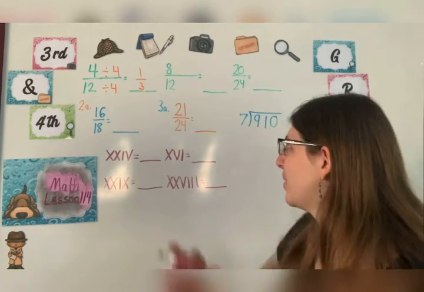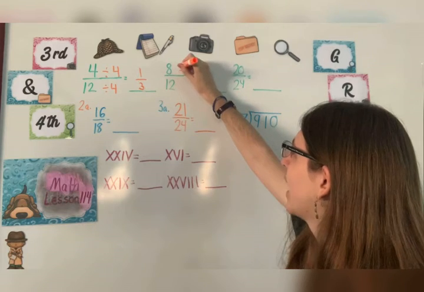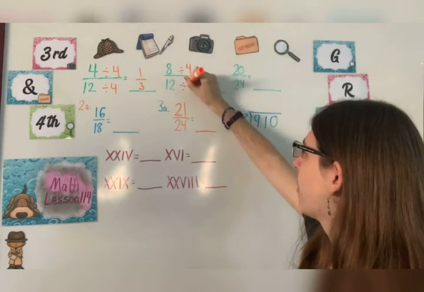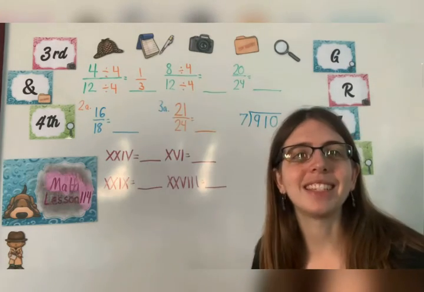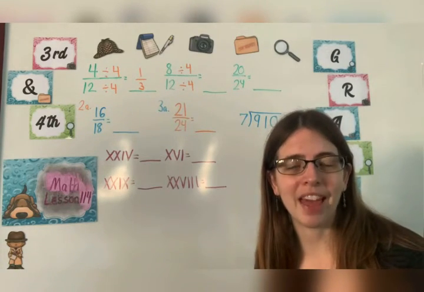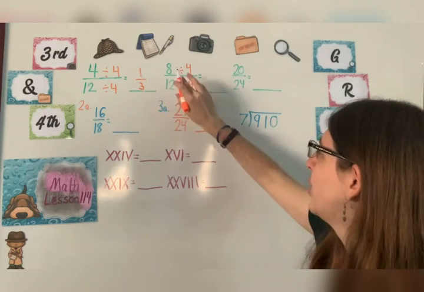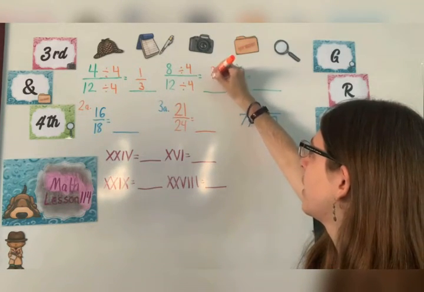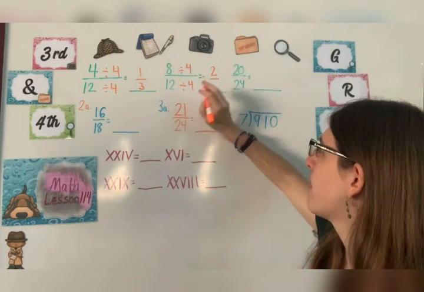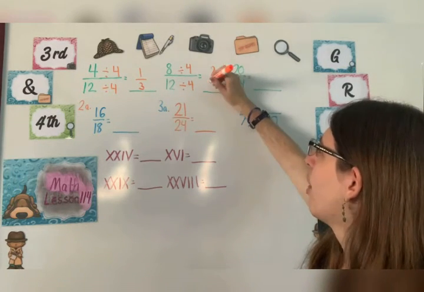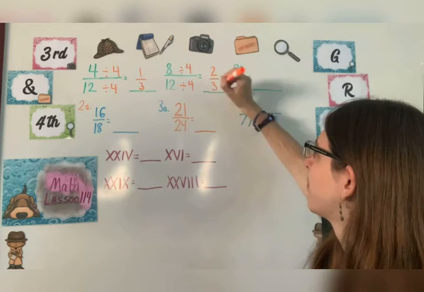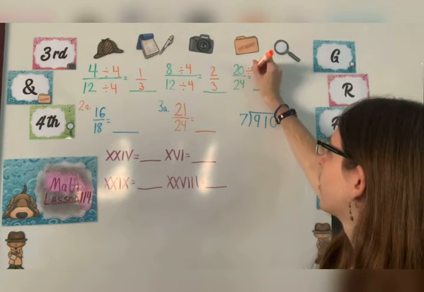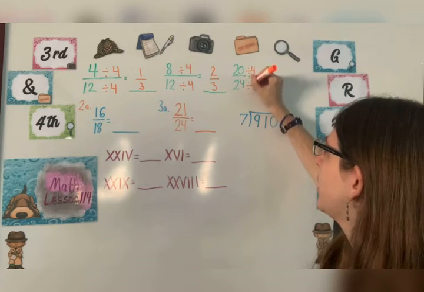Okay, let's do letter B. We're going to divide our numerator by 4 and our denominator by 4. It has to be the same number on the top and the bottom. So 8 divided by 4 is 2. Very good. 12 divided by 4 is 3. Nice job.